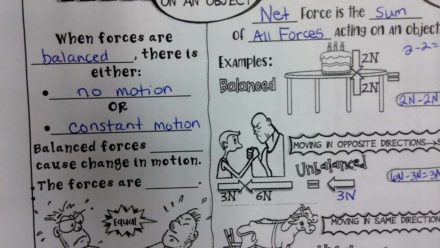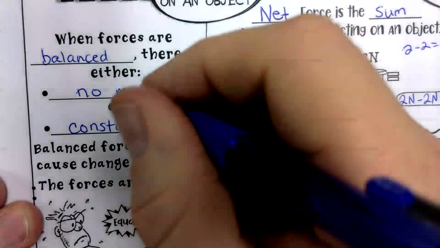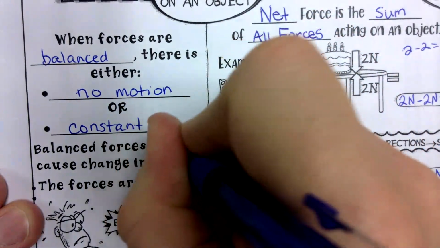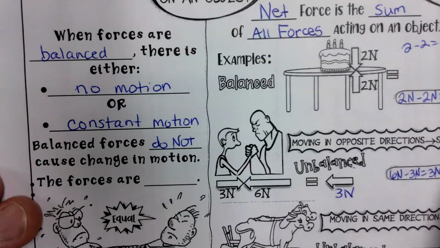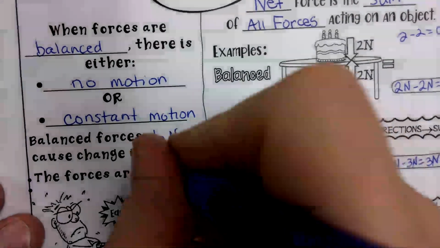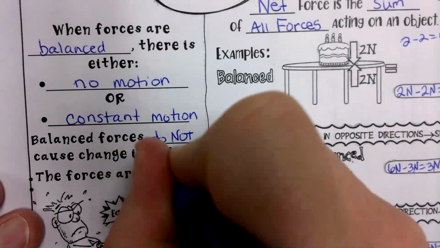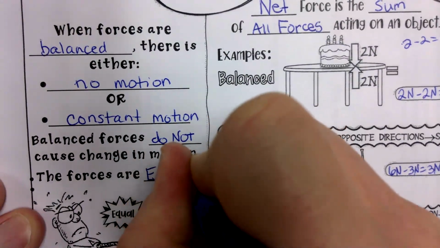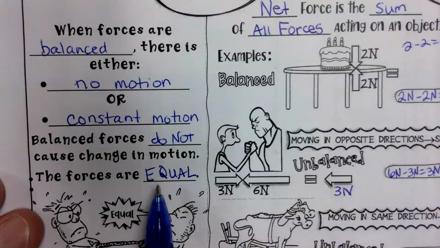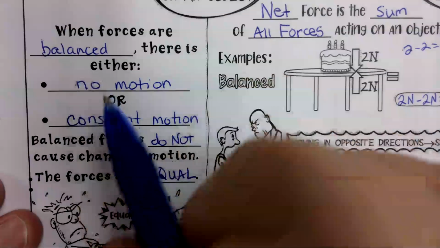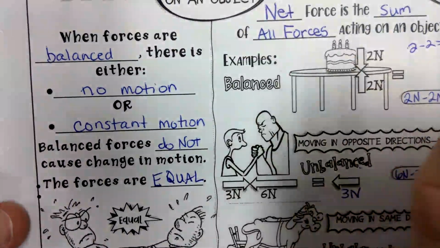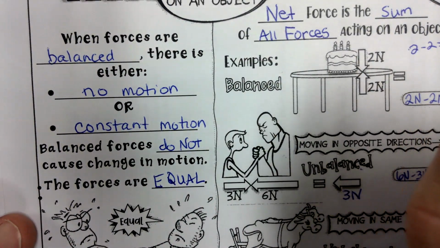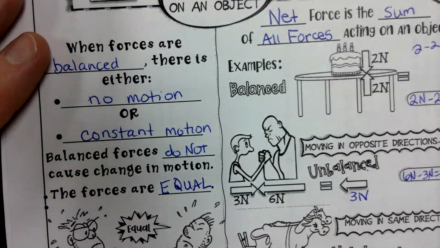All right. Balanced forces do not cause change in motion. The forces are equal, E-Q-U-A-L. Sorry, I can't spell. That's a Q. All right, so when the forces are balanced, there is either no motion or there is constant motion.